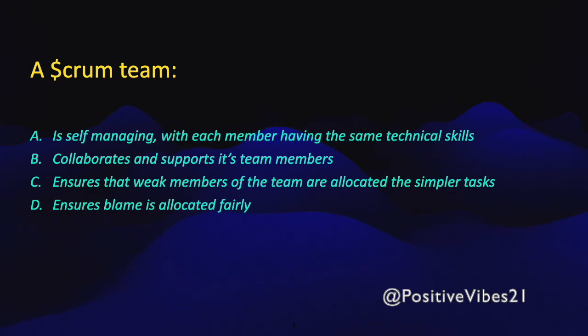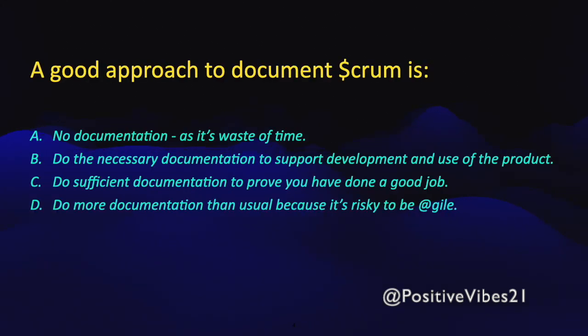Scrum Team. So what is a Scrum Team? Is it self-managing with each member having the same technical skills, collaborates and supports its team members, ensures that weak members of the team are allocated to the simpler tasks, or ensures blame is allocated? Of course, this is not the right answer. So out of these four options, the closest answer is the second one, which is collaborates and supports its team members. I think it's a pretty easy one. Let's move on to the next question.